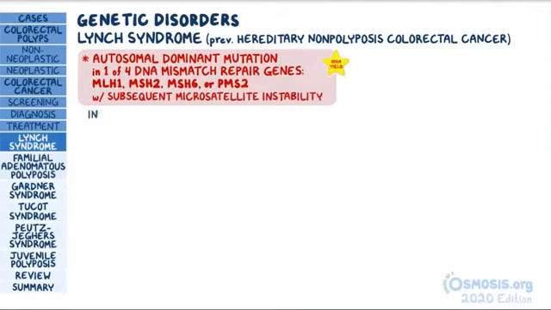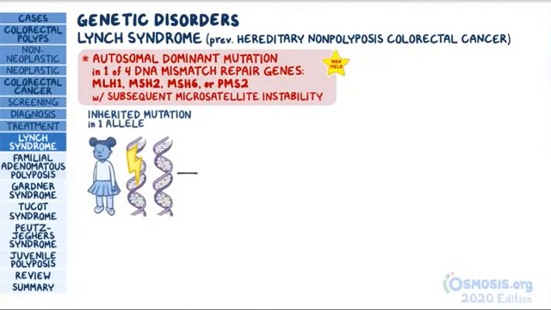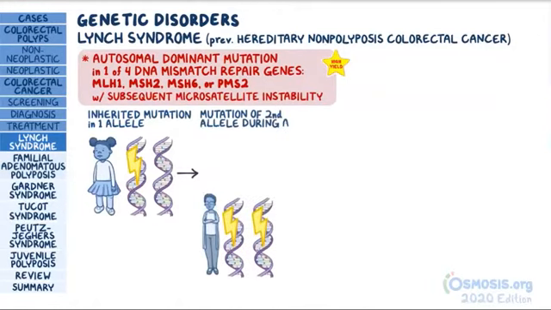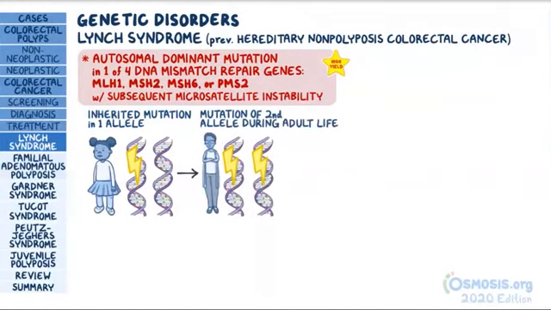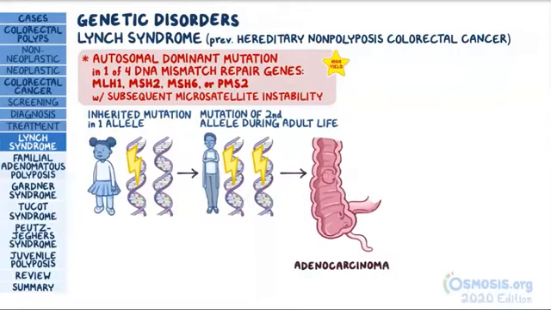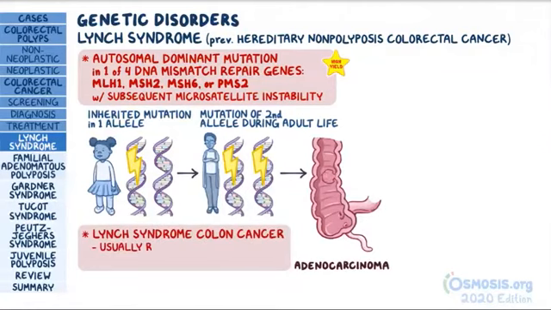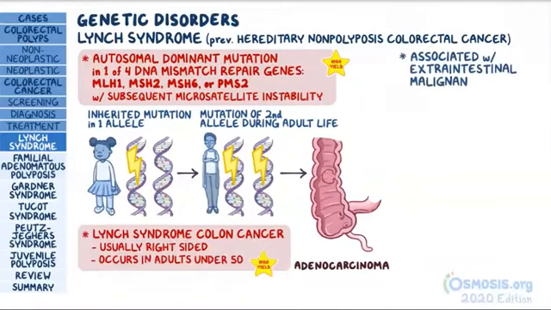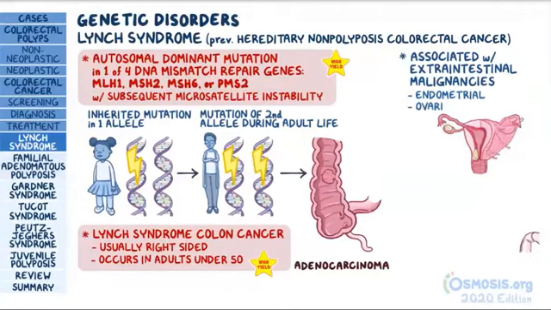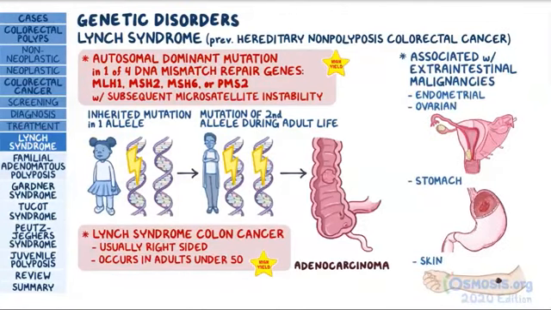Individuals with Lynch syndrome have inherited a mutation in one allele of the gene, while mutation of the second allele occurs during adult life. Mutation of both alleles leads to colonic adenocarcinoma. For your exam, you should remember that in contrast to sporadic colonic adenocarcinoma, which is usually left-sided and happens in individuals older than 50 years of age, in Lynch syndrome, colon cancer is usually right-sided, and it happens in adults under 50 years of age. Lynch syndrome is also associated with extraintestinal malignancies, like endometrial, ovarian, stomach, and skin cancers.